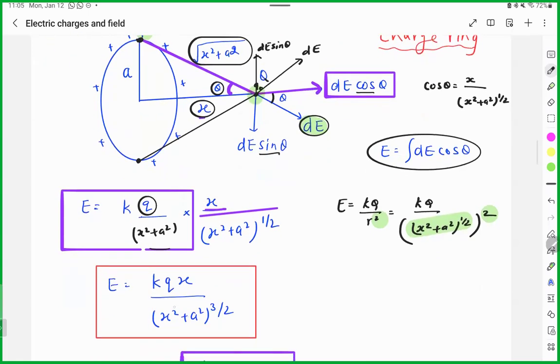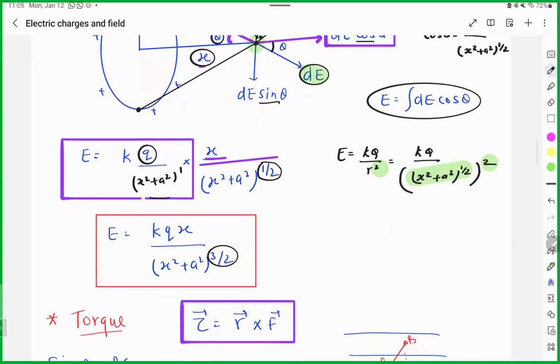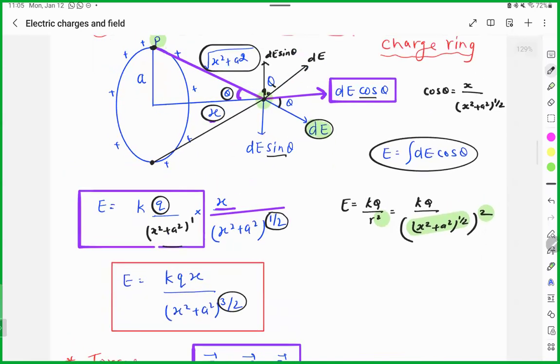So you can see here, this is 1, this is half. Can we say it will be 3 by 2? 1 and a half, 1 and a half. Understood? Done for the ring.